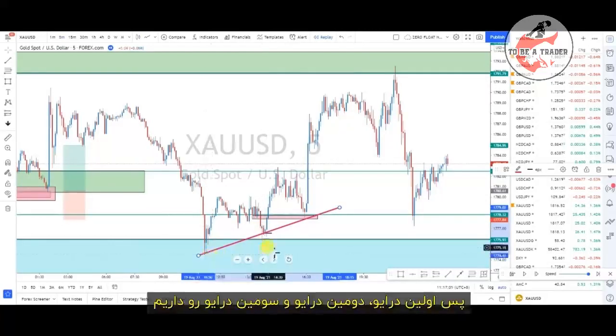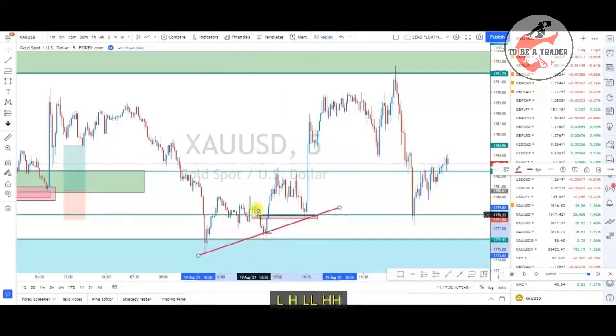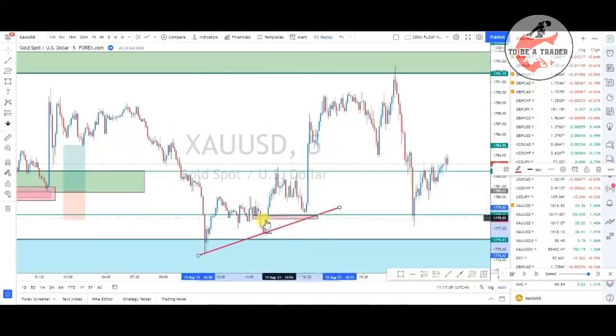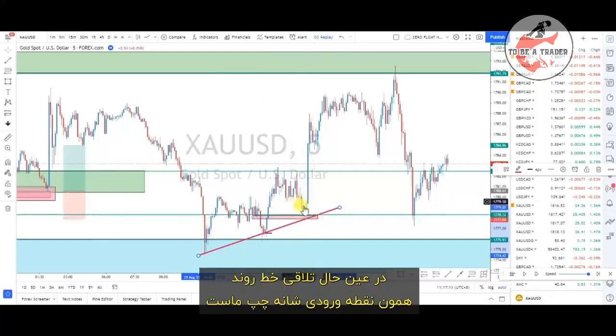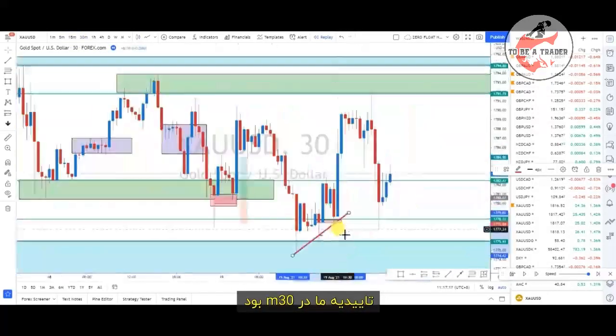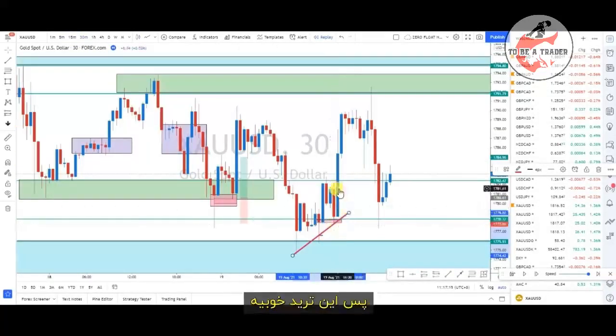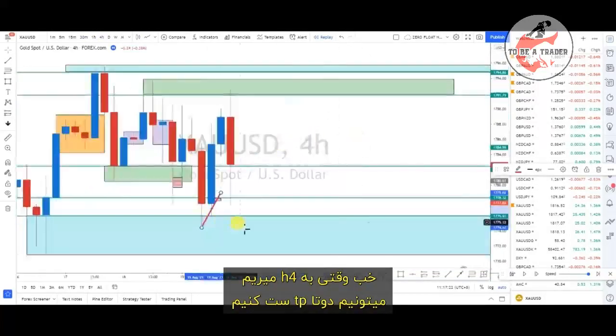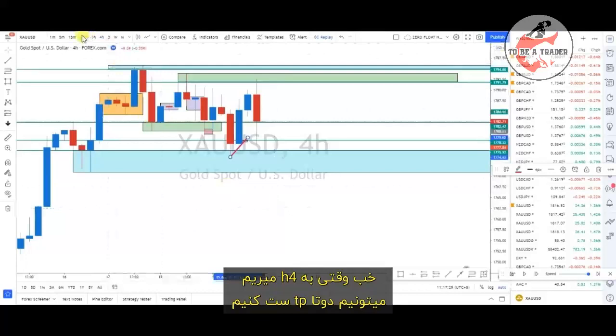So we have the first drive, second drive, third drive: low, high, lower low, higher high. Price comes in within the confluence of the trend line, and at the same time the price touches the same line as our entry point of the left shoulder. So M30 is our confirmation. So this is also a good trade. So once this is an H4, okay guys, we can set the TP.